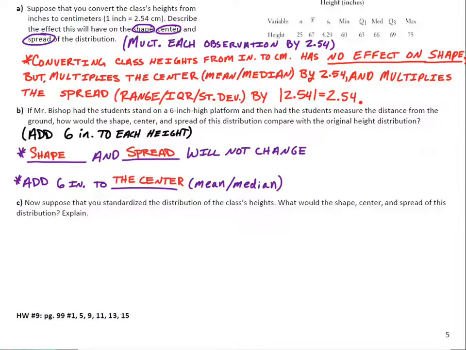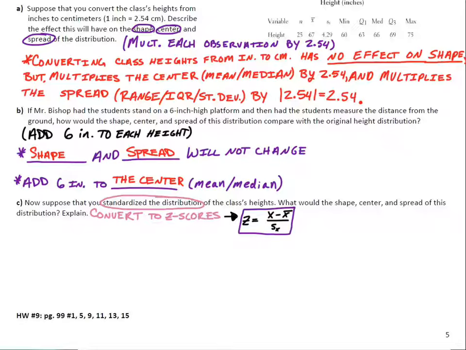So what does it mean to standardize the distribution? Think about that. That actually goes back to z-scores, right? If you standardize, that means you convert to z-scores, which requires some basic math. But that's what we're talking about here: adding or subtracting values, multiplying or dividing values. To convert to z-scores, we know the formula, right? Z equals x minus x bar divided by the standard deviation.